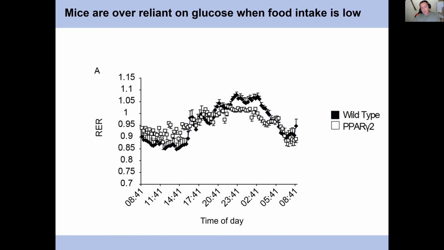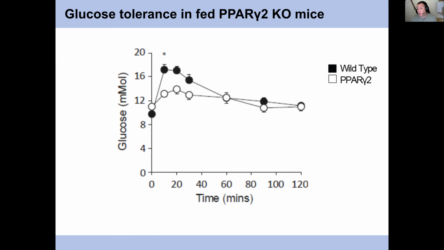Now, the interesting thing about this is, in the morning, these mice were over-reliant on glucose. Their RERs were too high. They were above the black wild-type dots. And so what we did to test whether this was truly glucose utilization or something else was going on was we gave them a bolus of glucose at this time in the morning when they were appearing to be over-reliant on glucose. And not perhaps unsurprisingly, the PPAR gamma-2 knockouts, which are crying out for glucose, they're using too much when they should be using lipid, they actually cleared that glucose bolus faster.